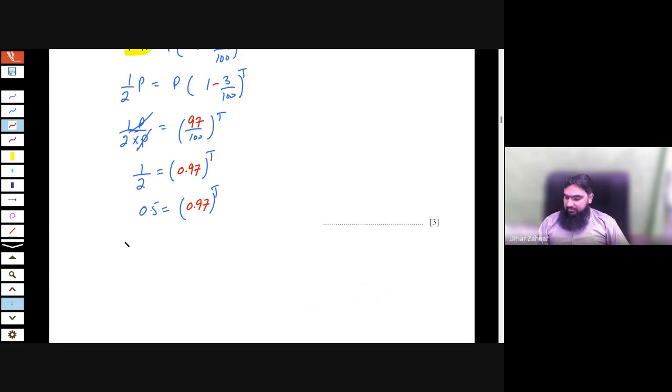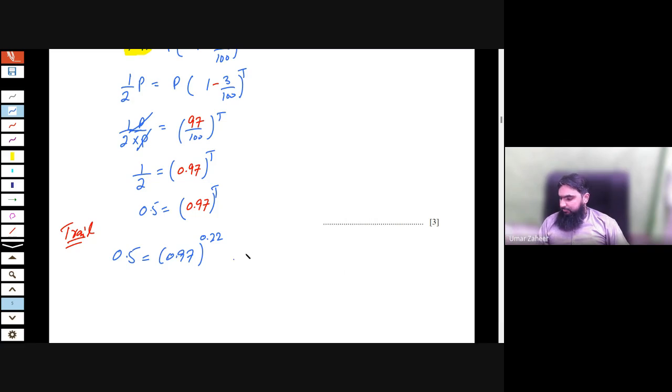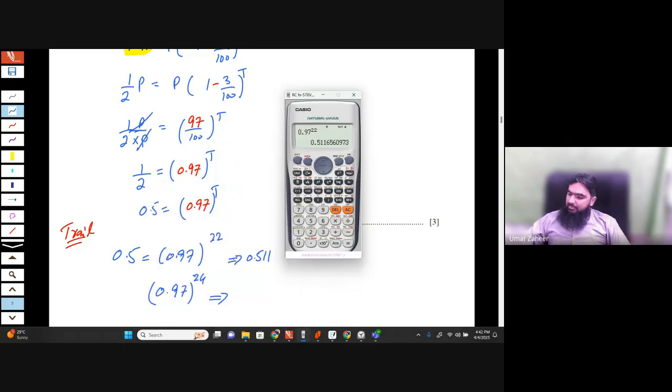Now you have to put the different trials, okay? Because if you do not show the trial, maybe you are going to lose 1 mark. Okay, so 0.5 is equal to 0.97 raised to power 22. At 22, I'm going to get 0.511. Now check at 0.97 raised to power 24. I'm just showing my trial method. I'll get the answer, but I'm going to be showing my trial methods.